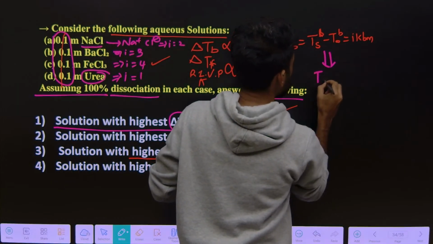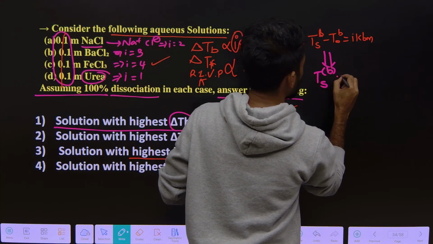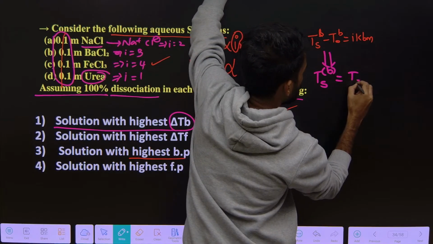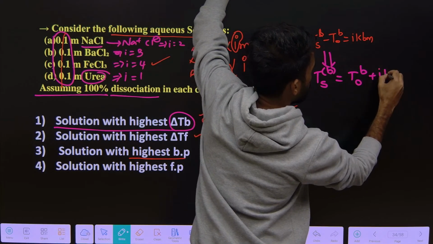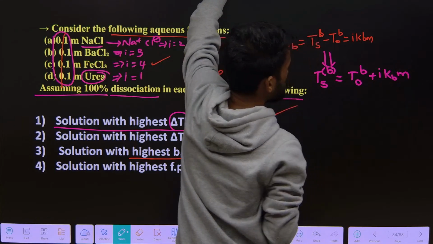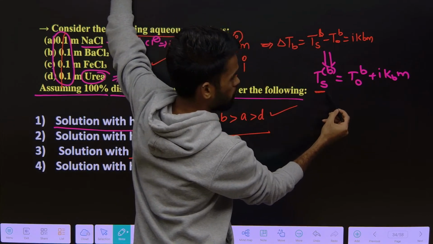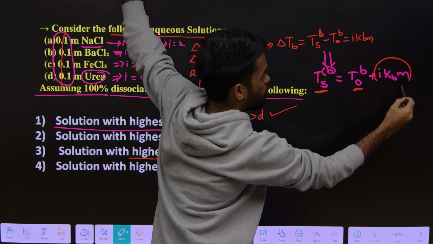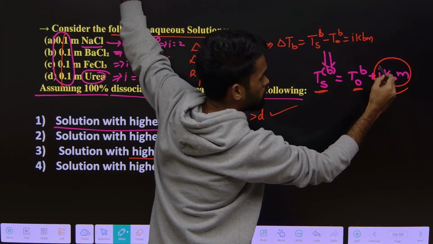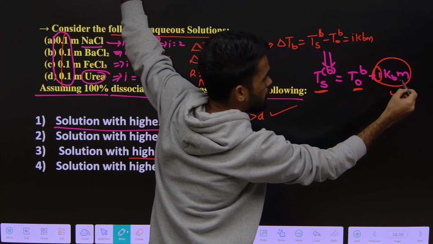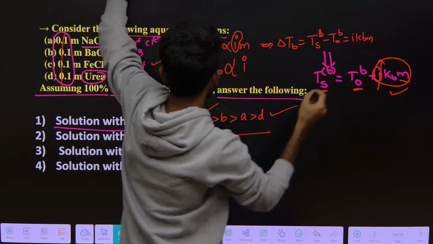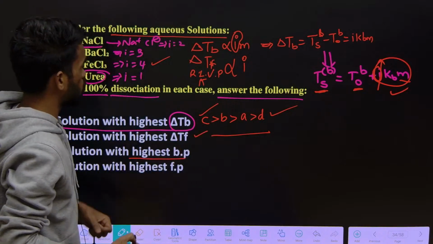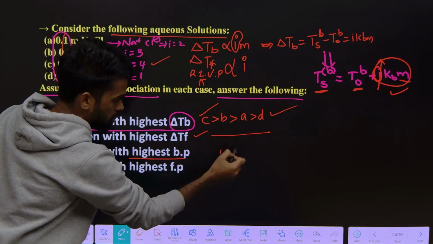Okay, so elevation in boiling point of solution: I can send this T_B^0 to that side, so it becomes T_B^0 plus i K_B m. So it means what? The boiling point of solution will be equal to the boiling point of pure solvent plus some value added. This value will be more if the i value or m value is more. Since i values are more in these cases, that will have more boiling point of solution. The boiling point of solution again follows the same order as above.